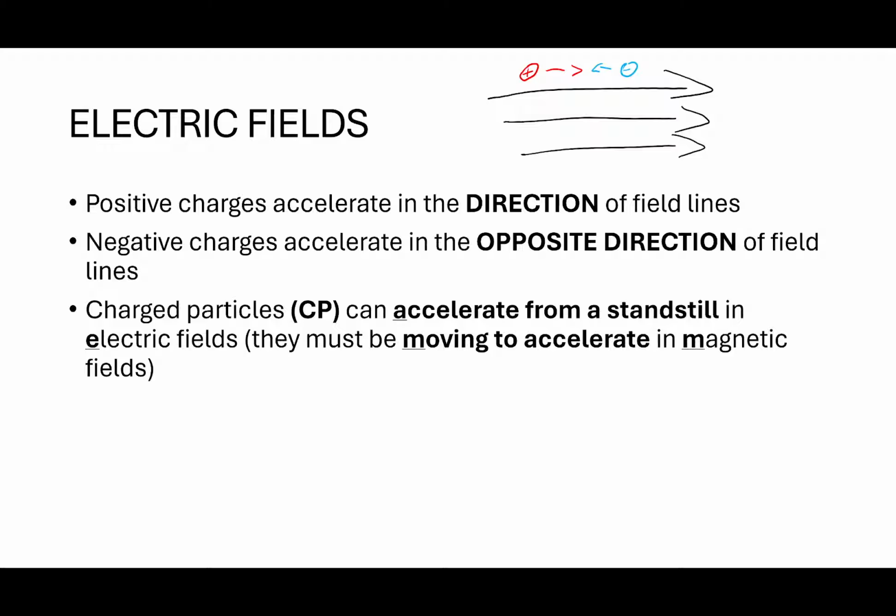And you can remember this by remembering A. The sound of A in accelerate sounds similar to electric field. Accelerate, electric field, right? But in magnetic fields, they must be moving. And you can tie this with the words both starting with the letter M. So CP must be moving to accelerate in magnetic fields, with M and M.